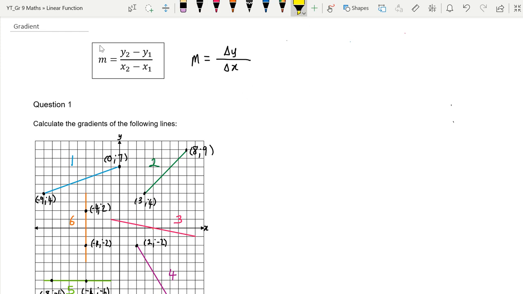What does it mean if I look at this one over here? If I look at my formula there, it means that we need two coordinates to be able to calculate the gradient, the steepness of a line. My second coordinate's y value minus my first coordinate's y value, so the change in my y values, the difference between my y values, and then over the x value of my second coordinate, and I take away the x value of my first coordinate. We're going to practice this together just now.